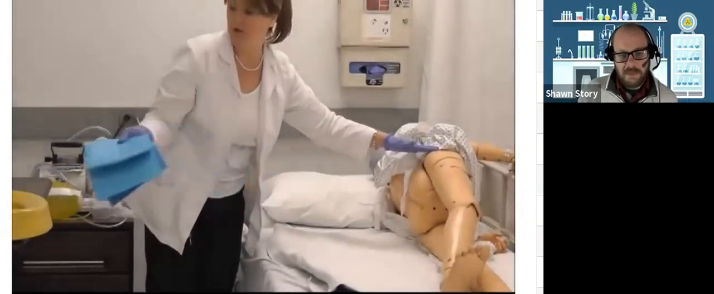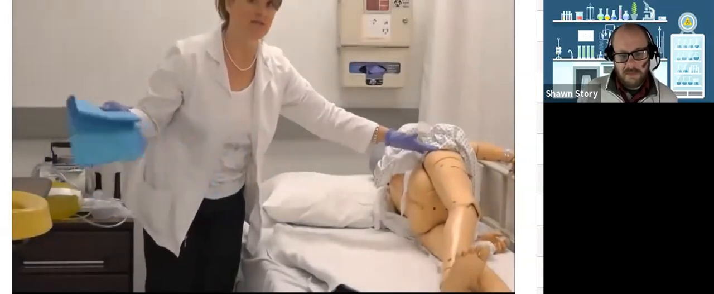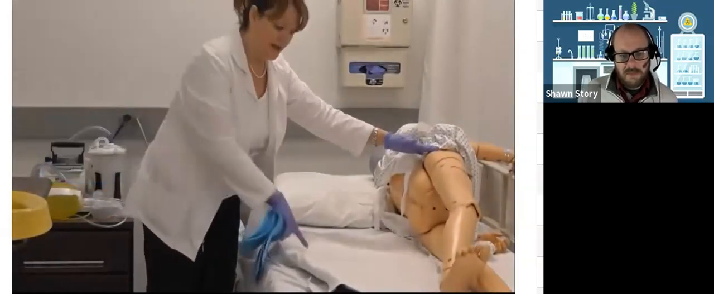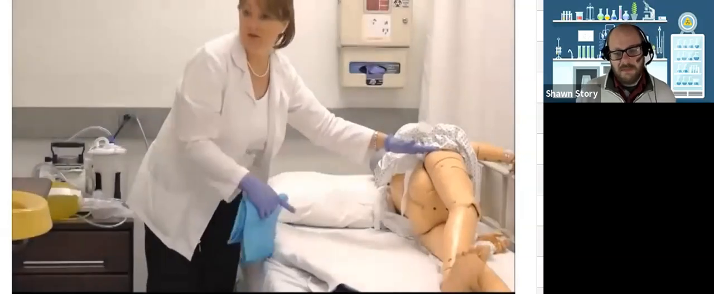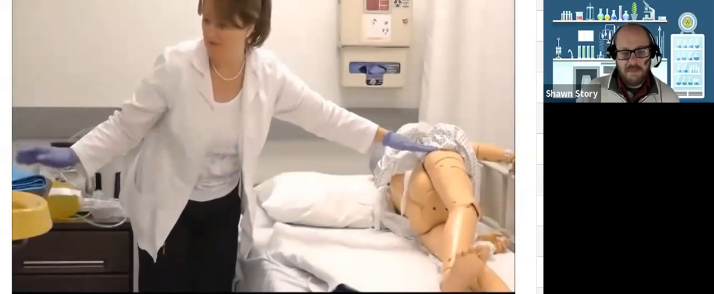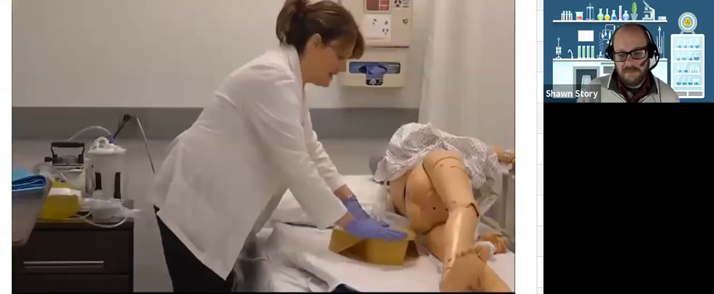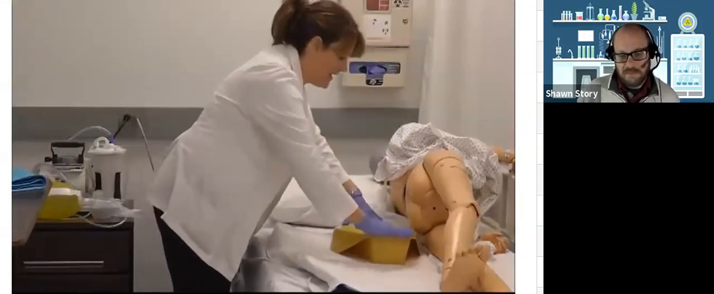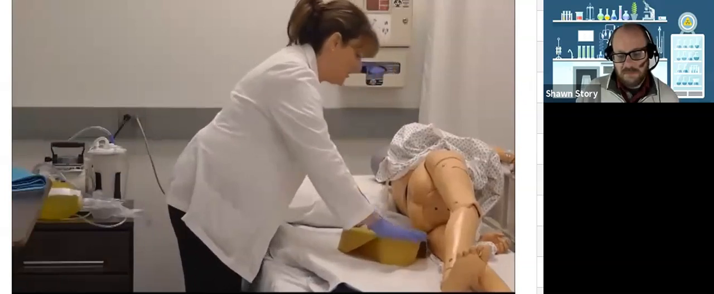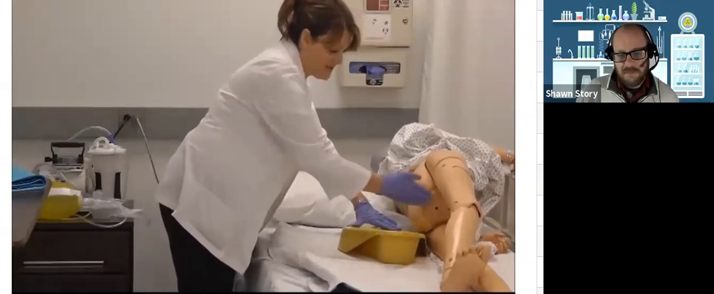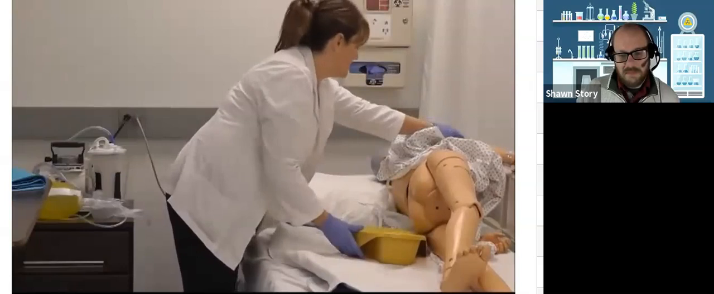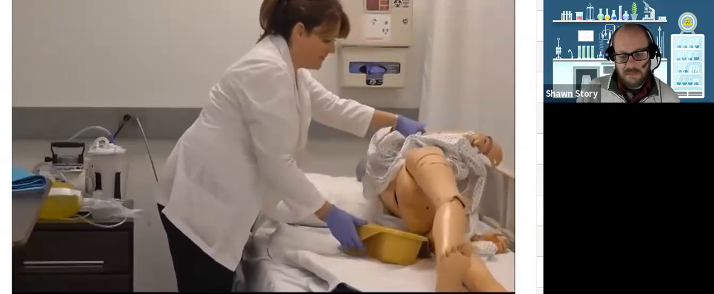Now some institutions, they'll put down a blue absorbent pad that's disposable prior to putting the bedpan under in case some urine or feces were to spill. Here I've got a pad that is laundered, so that's what I'll use at this institution. Now to get it under my patient without pulling his skin, I push down on the bed and slide it under the patient. And I make sure that it's centered well.